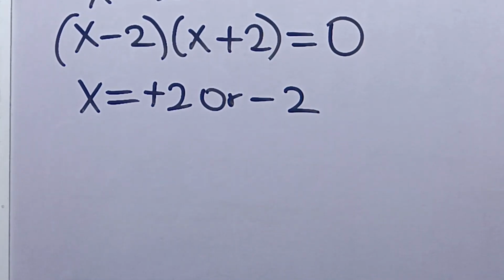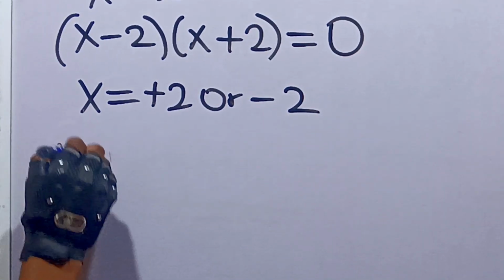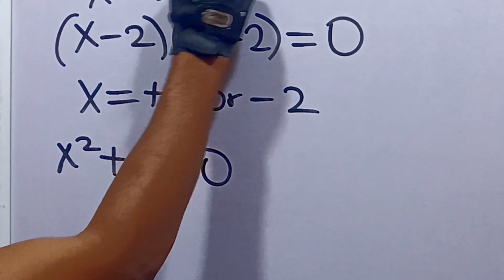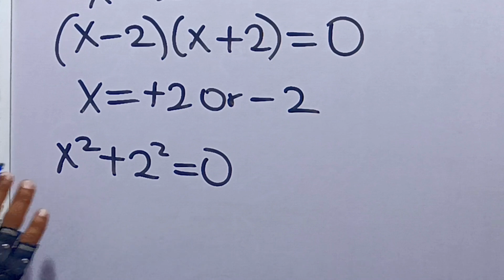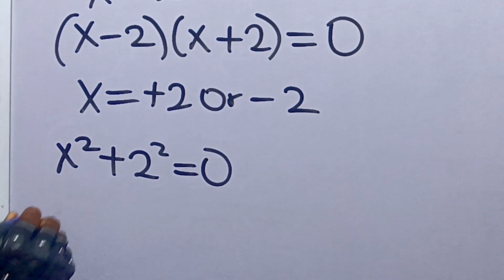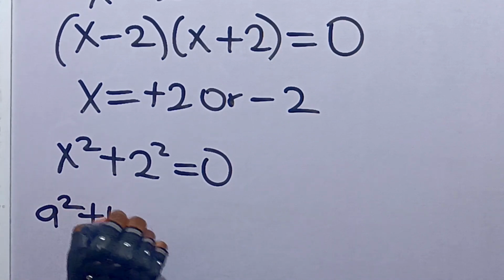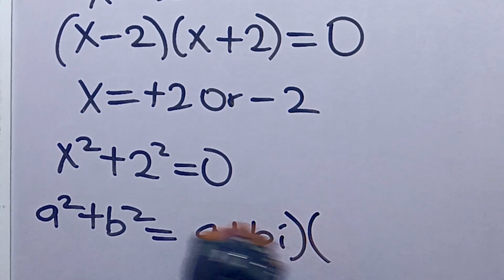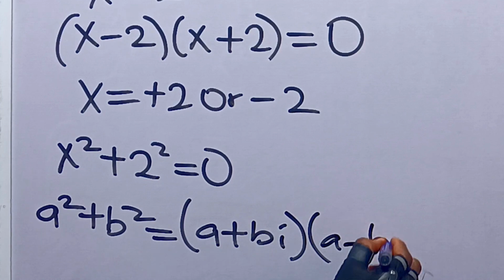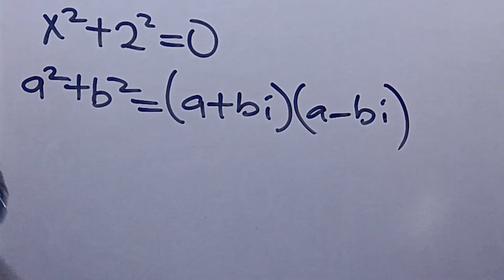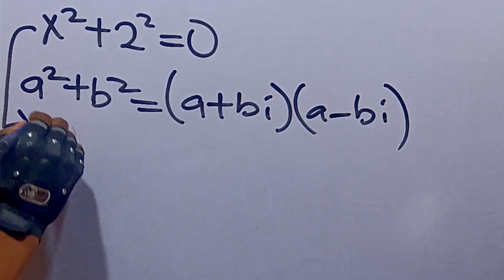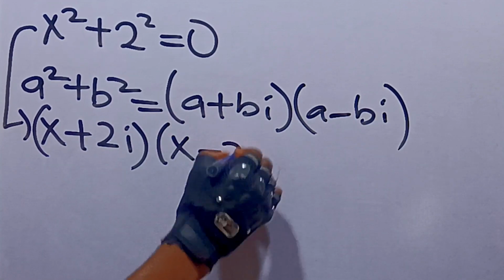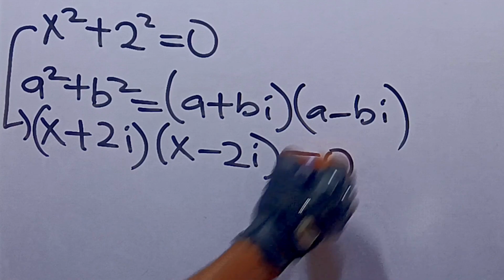Let's find the remaining two answers for x. Okay? We have that x squared plus 2 squared can also be equal to 0, okay, from here. Now, when you have this, it is the sum of 2 squares. So when we have something like a squared plus b squared, it is equal to (a + bi) multiplied by (a - bi). Applying this law here, we now have that this becomes (x + 2i) multiplied by (x - 2i) to be equal to 0.